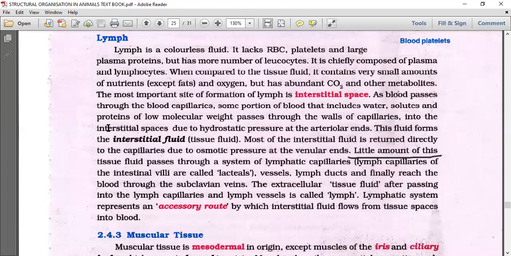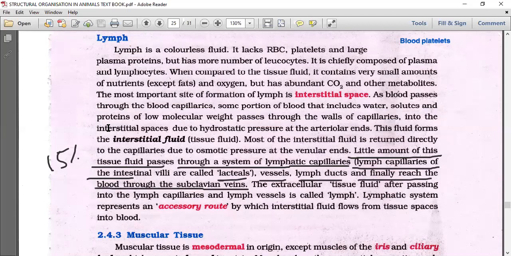A little amount of this tissue fluid, that means the 15% we said, passes through a system of lymphatic capillaries, like lymph capillaries of the intestinal villi, which have a special name. Lymph capillaries, lymph vessels, and lymphatic ducts finally reach the blood through the subclavian vein. The bigger vein is the subclavian vein.